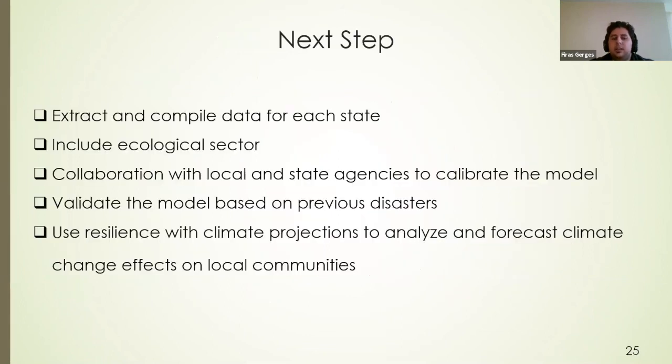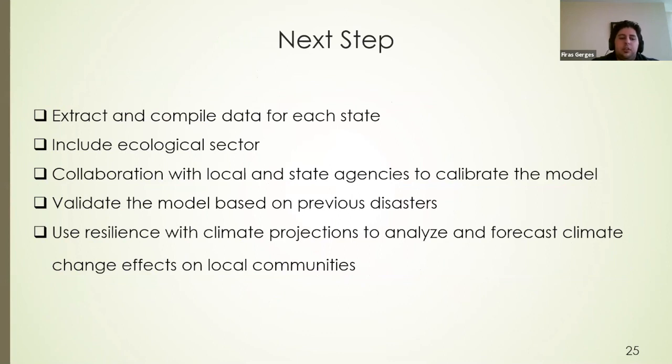So now we're currently in the process of extracting and compiling data for each state. This is now only for New Jersey. And we're going to introduce more sectors. Now the priority is for the ecological sector. Moreover, we're collaborating with local and state agencies to calibrate the model, add new attributes, and modify the perfect scores.